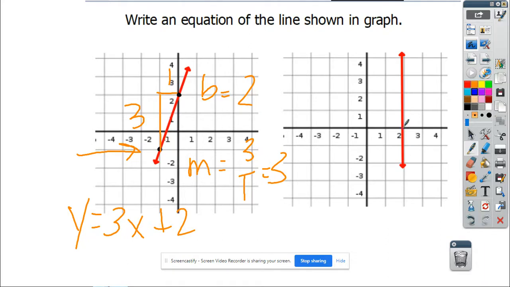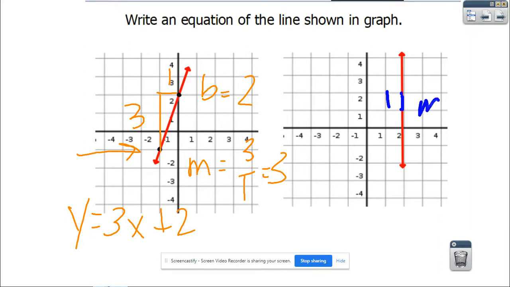And when I pick a point, let's say I choose this point right here, well, my rise, I could pick another point right here, is going to be 1. But when I go to run, I have nowhere to run to. So that means that that run is going to be 0. Now, just like before, 0 cannot divide into 1. You put this in your calculator, it'll say that there is an error.